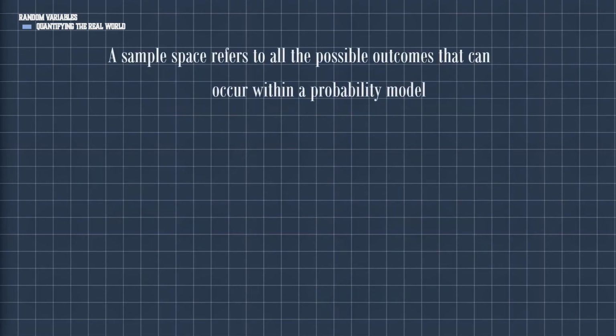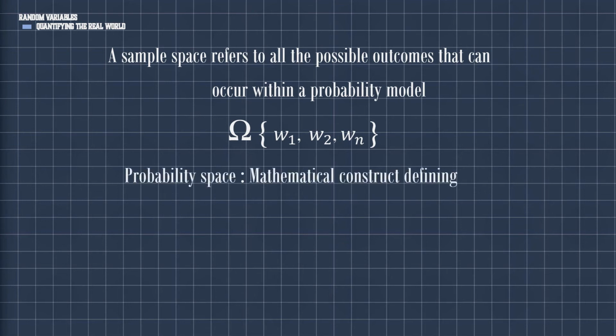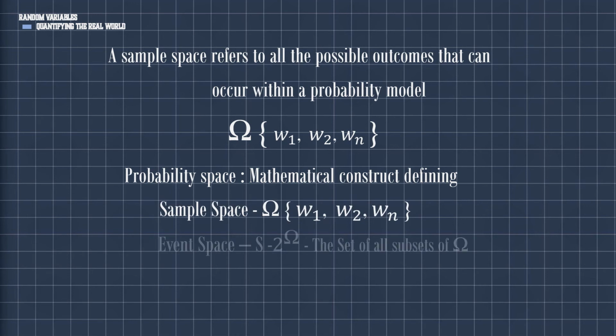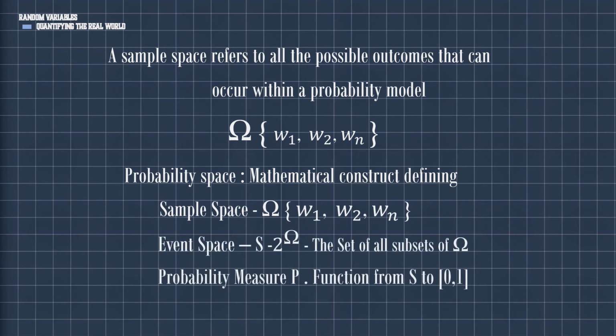Let's expand on the term sample space. The term sample space refers to all the possible outcomes that can occur in a probability model. A UFC event is a random process, and the results such as total strikes landed, method of finish, and the winner are the outcomes of the sample space. The omega symbol represents the sample space, and W refers to one of the many possible outcomes in the sample space. A sample space is part of what's called a probability space, which is a mathematical construct with 3 rules that define the sample space, the event space, and the probability measure.